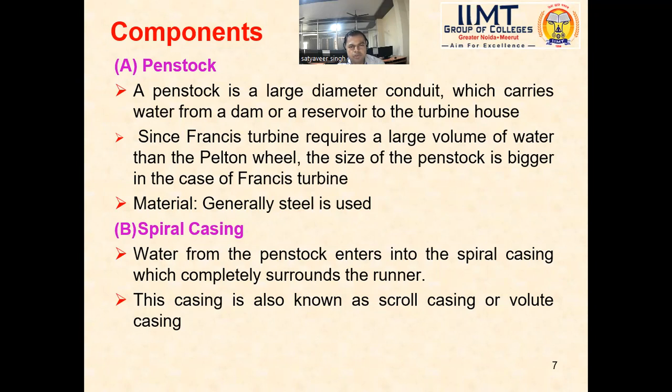If we talk about the spiral casing, water from the penstock enters into the spiral casing, which completely surrounds the runner. This casing is also known as the scroll casing, or the volute casing.